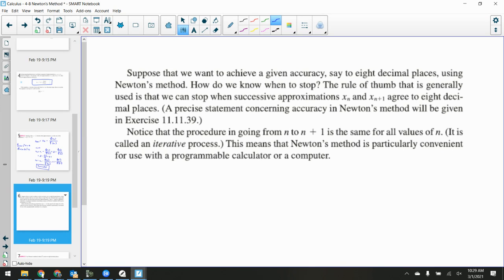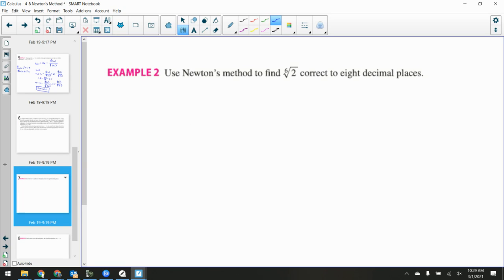Okay, so let's try it here. Now, we have to make a function out of this. Use Newton's method to find the 6th root of 2, correct to 8 decimal places.